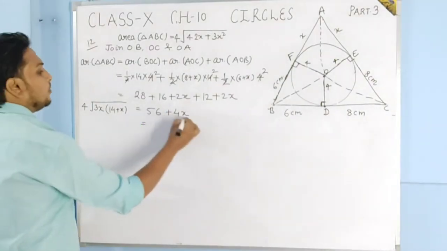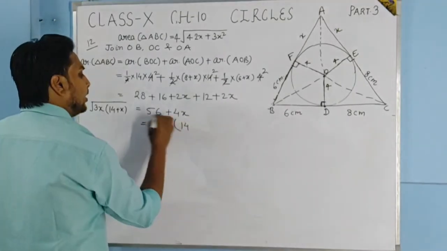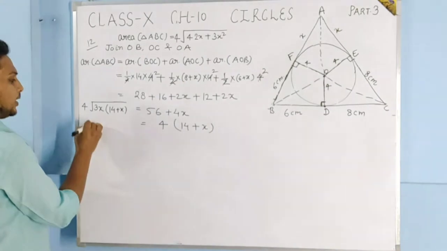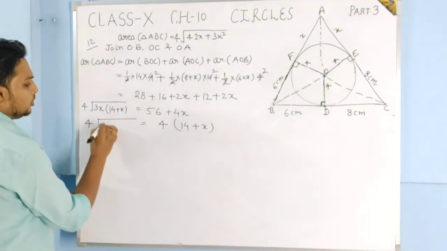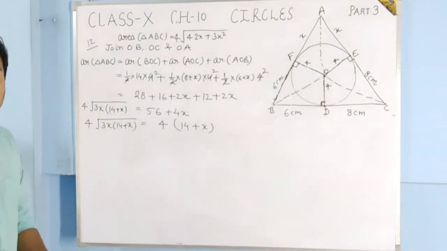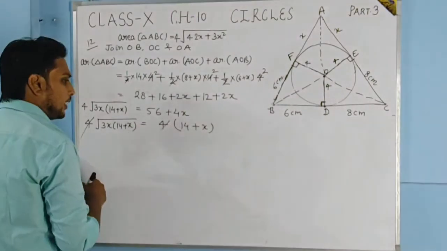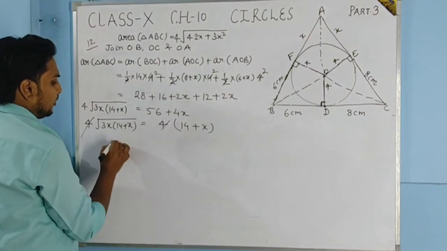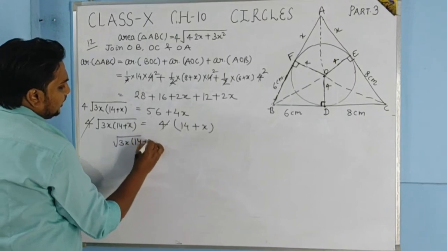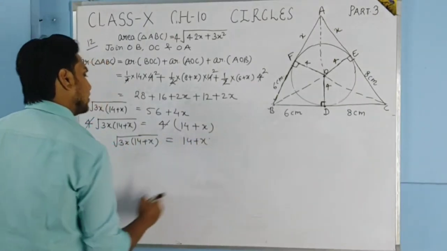Now see, from these two you can take common 4. So what will be left? 14 and plus x. And from here it is 4 under root 3x, 14 plus x. Okay students. Now see, this 4 and 4 will be cancelled out. Okay, so what is left? Under root 3x, 14 plus x, and in the right hand side it is 14 plus x.